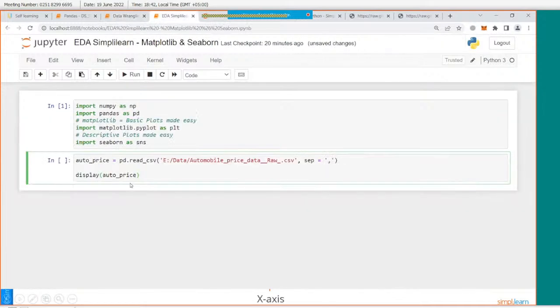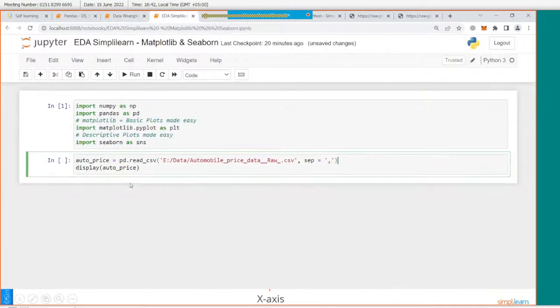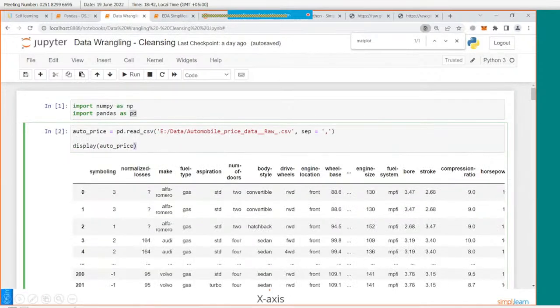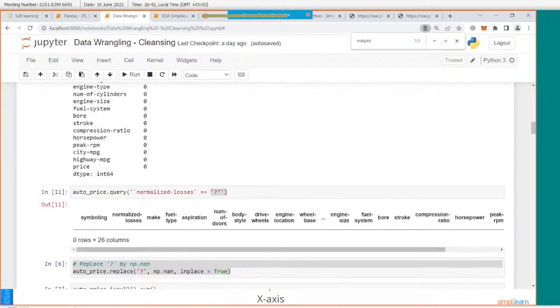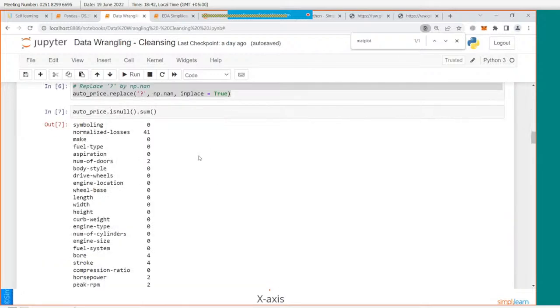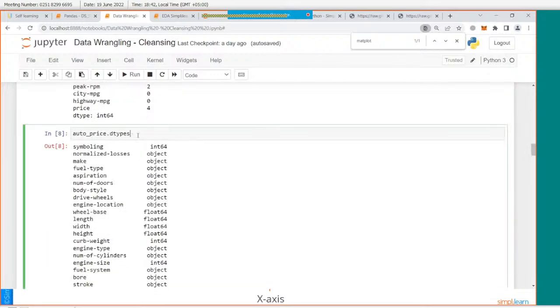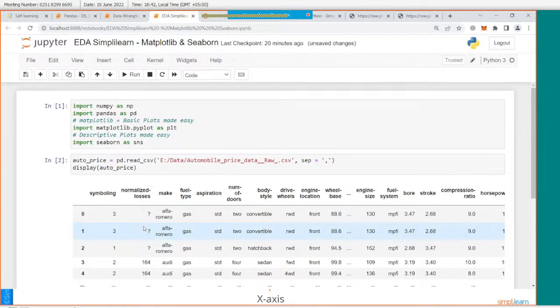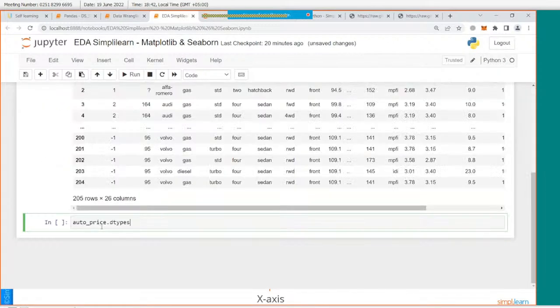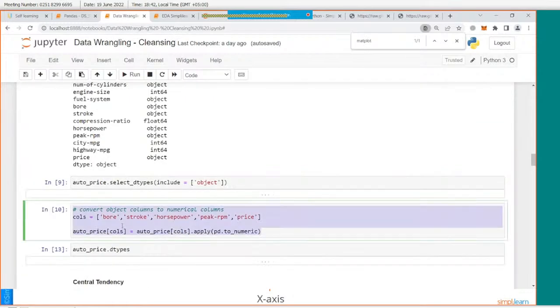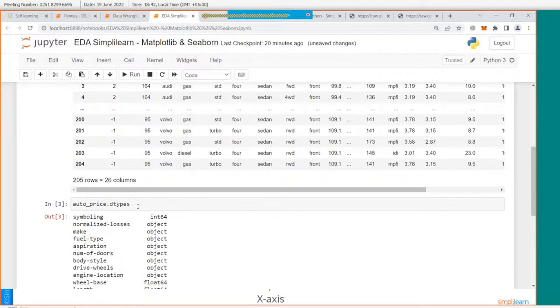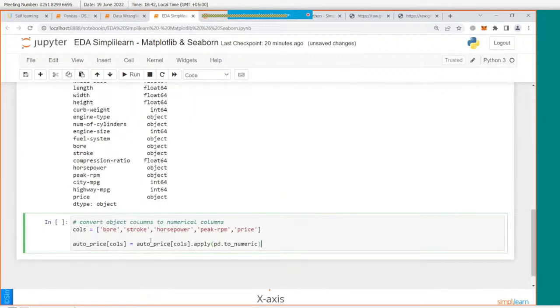Missing values we are not worried about. That was already taken care of. What we are worried about here is that we should be able to see all our data available in a numerical format. This is important, that we convert our values into the numerical format. We apply this to these columns: bore, stroke, horsepower, peak RPM, and the price.